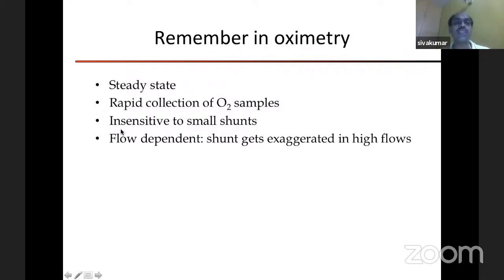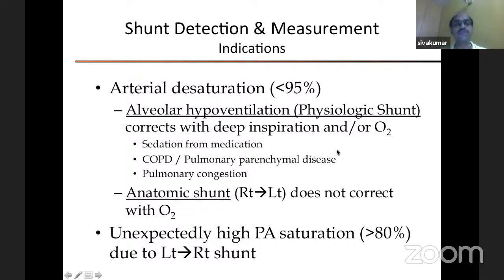We should remember that oximetry is insensitive to very small shunts, and it is highly flow dependent. Whenever there is a high flow, the shunt gets exaggerated. For example, if there is an extremely high flow, the pulmonary vein may be 98 and the pulmonary artery may be 95. So the difference is only 3%, but the shunt gets exaggerated and you will get values like 7:1 shunt, 8:1 shunt, which are not correct because it is flow dependent.